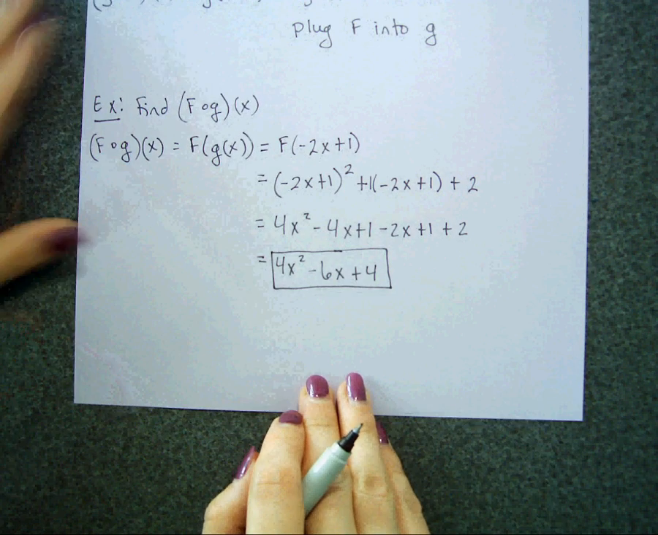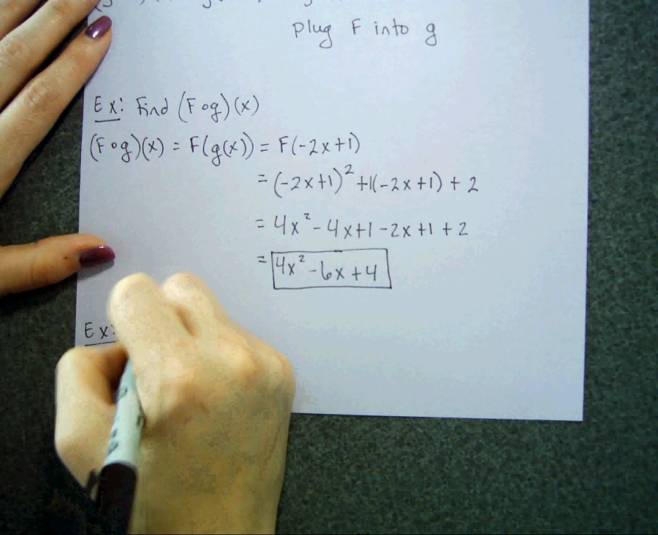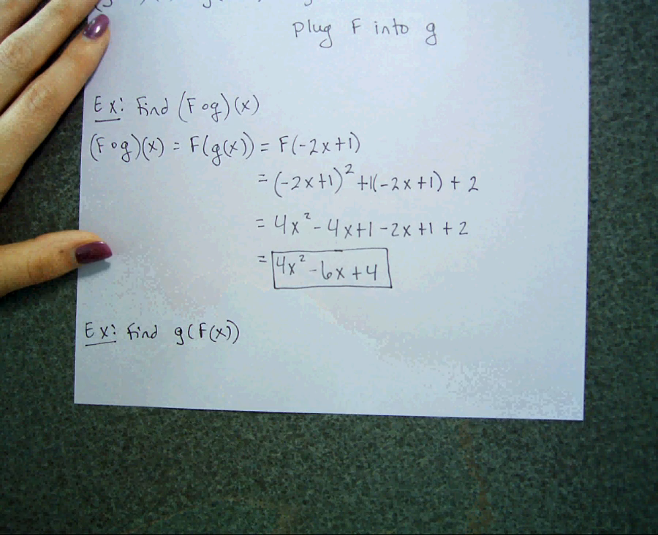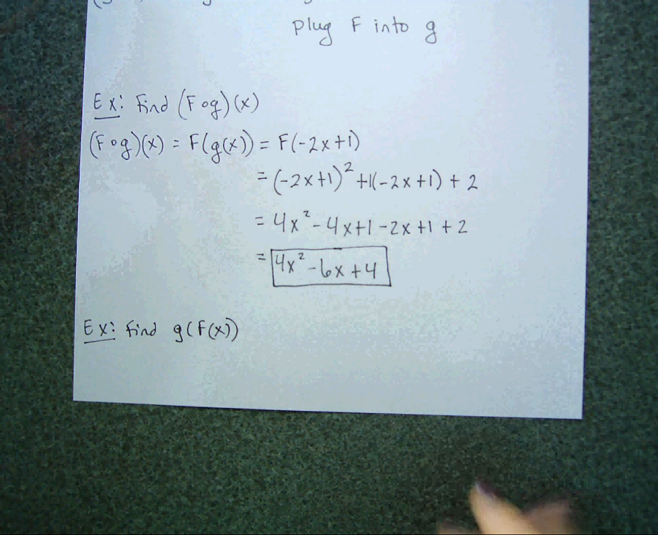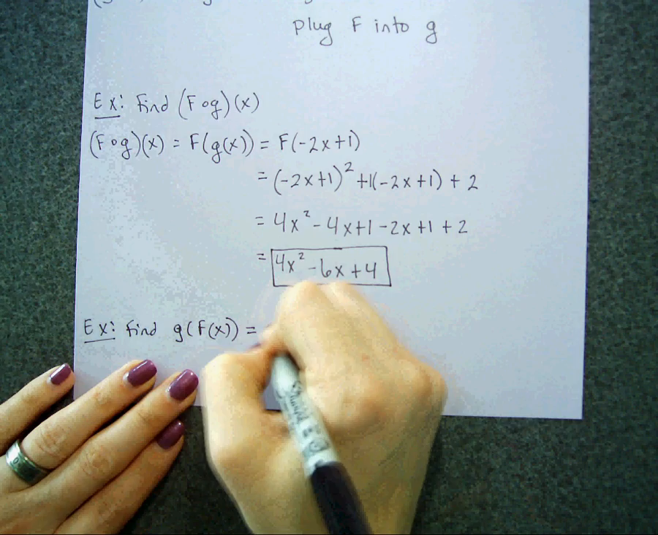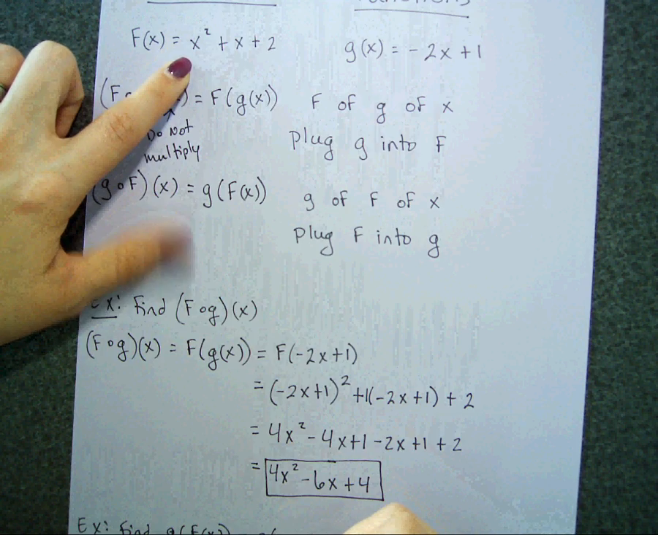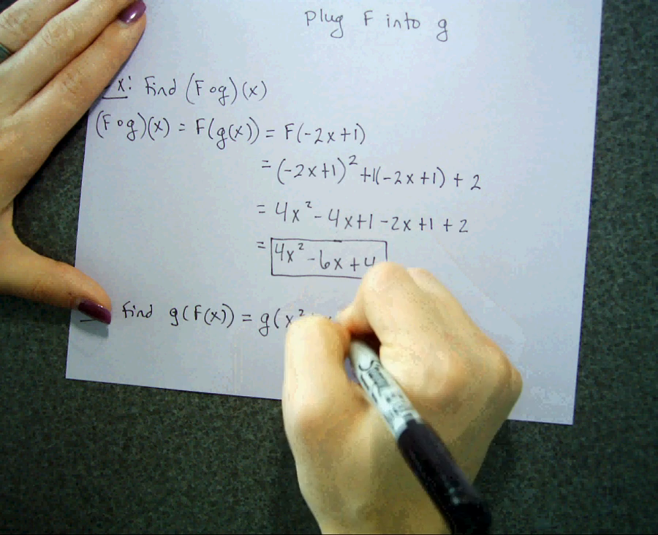And so let's do the reverse or the opposite and compute g of f of x. So now this is the reverse. Instead of plugging g into f, I'll be plugging f into g. So in x's spot with g, I'm going to plug in all of f. So all of x squared plus x plus 2 will go into g.